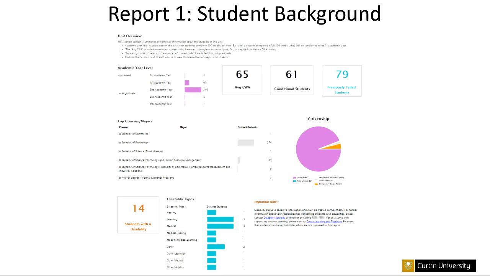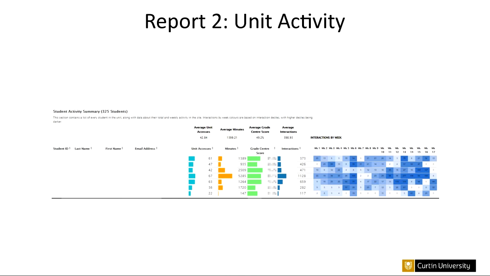So column by column, unit access, minutes, grade center score. That is information from Blackboard. We just want to include that basic summary. But then you've got some basic demographic information, age, gender, and then the course level of study, course major, the academic year level, whether or not they're a high-performing student, how many failed attempts they have, etc. So that's a really quick way for staff to get this information, and particularly that one there, failed attempts. That's quite important as well.